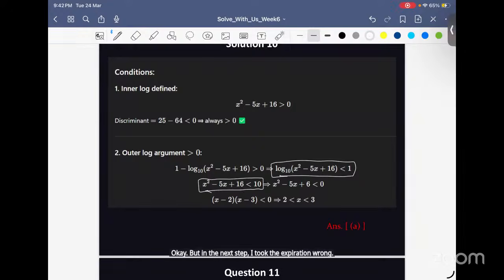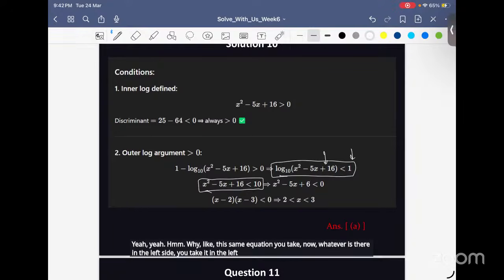Whatever is there in the left side, you take it in the left side. Whatever is there in the right side, take it in the right side. But if the base is less than one, then you invert, do the opposite. Otherwise, whatever is written, you just write it in the left hand side only, and the right hand side in the right hand side only, and do not change the inequality.